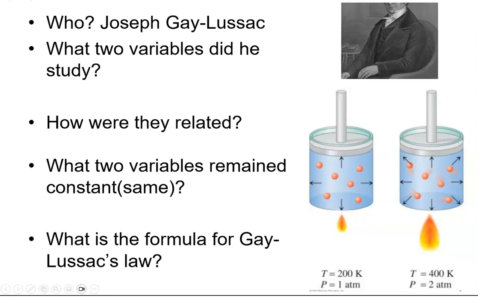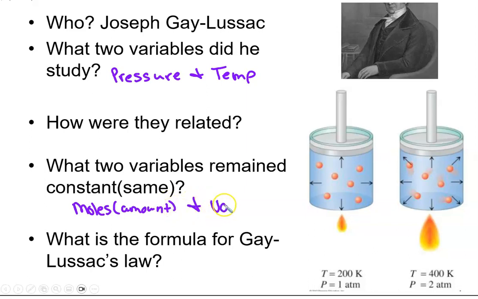All right, our next scientist is Joseph Gay-Lussac. So the two variables that Joseph Gay-Lussac studied were pressure and temperature. So if he studied pressure and temperature, what two things did he keep the same? Well, he kept the moles, which is the amount of gas, and volume. So maybe the container can't change its shape at all.